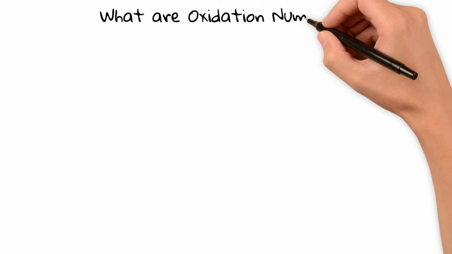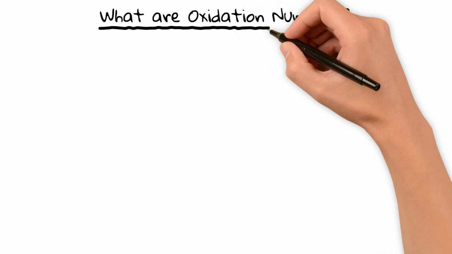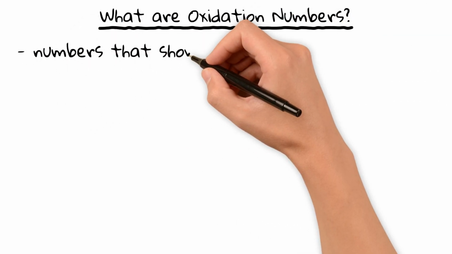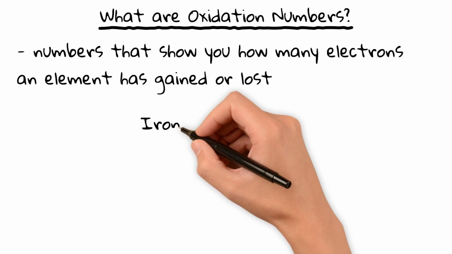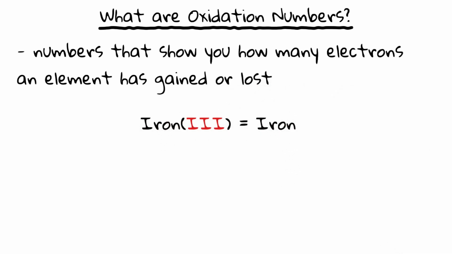First things first. What are oxidation numbers? Think of them as a chemical bookkeeper. They keep track of how many electrons an atom has gained, lost, or shared in a chemical reaction. It's like a popularity contest, but with electrons instead of followers.